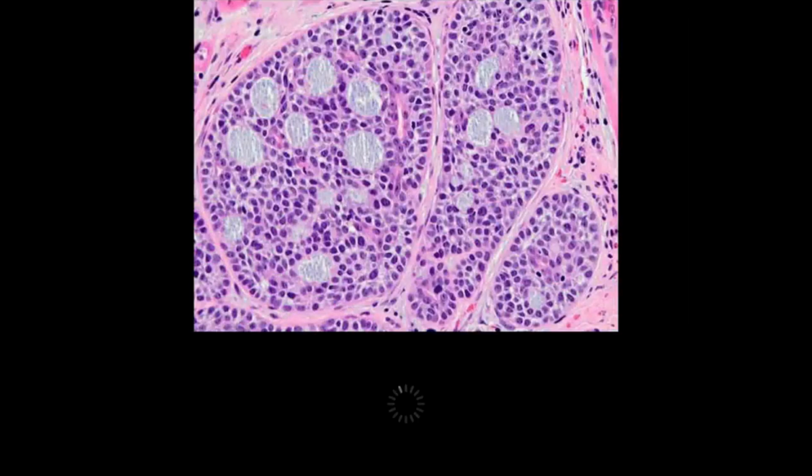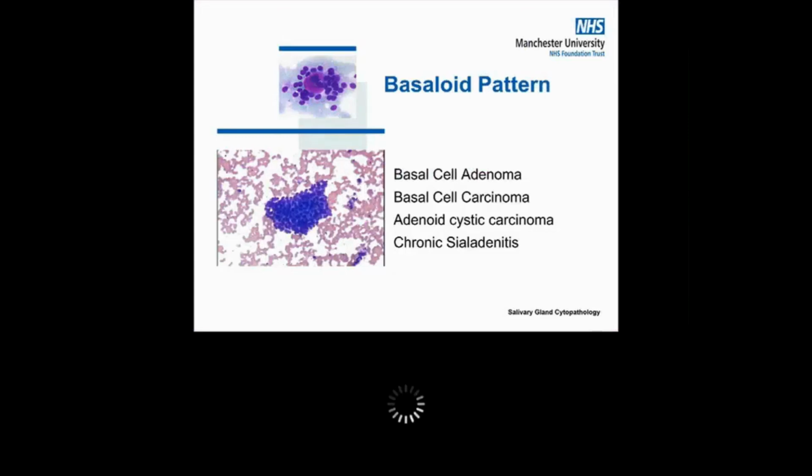Here's an example of the histological section of an adenoid cystic carcinoma showing similar features. This pattern is the basaloid pattern, which, as I say, overlaps with the matrix-producing pattern, and the differential diagnosis would include similar entities within both of those categories.